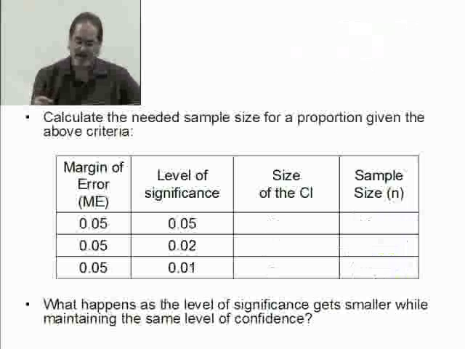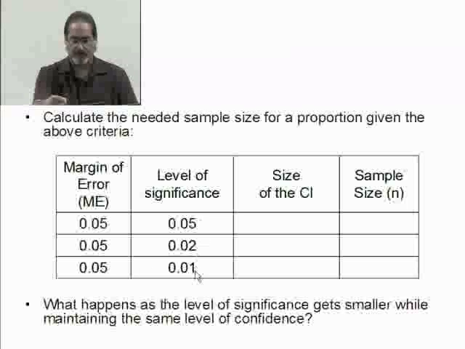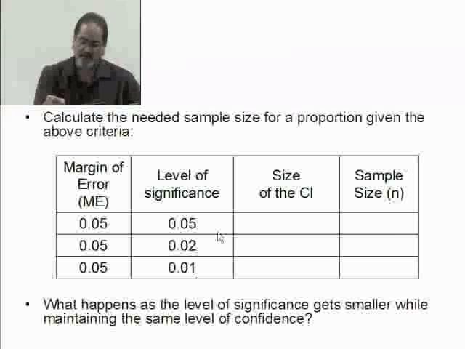Okay, I'm going to do the same thing now, only this time I'm going to keep my margin of error at 0.05. And all I'm going to do is change my significance level. Well, the size of the confidence interval, if my significance level is 0.05, is 0.95. If it's 0.02, then the size of the confidence interval is 0.98.